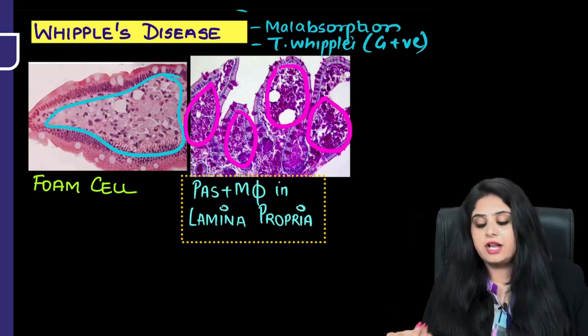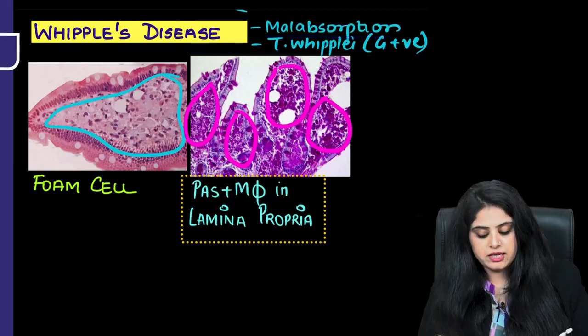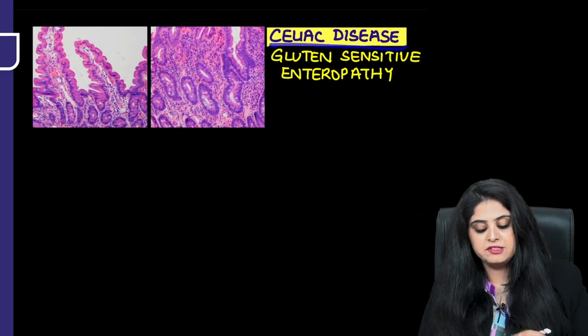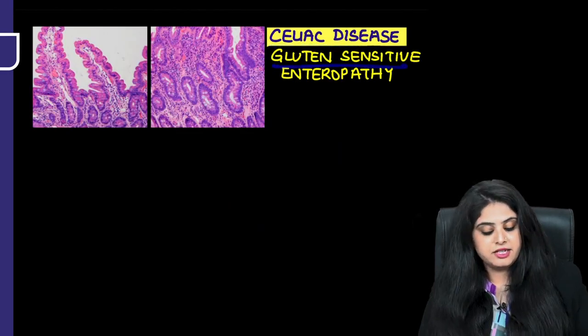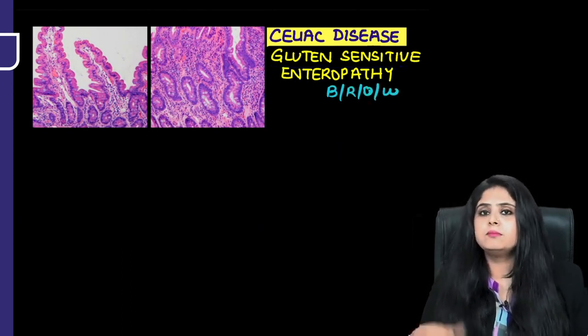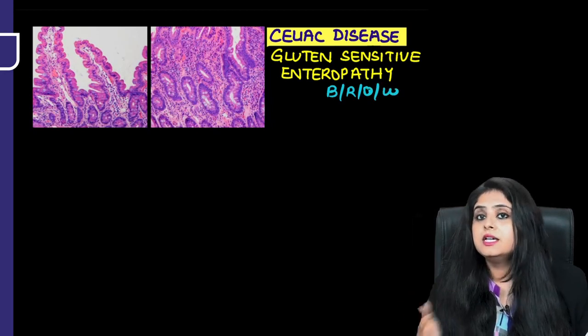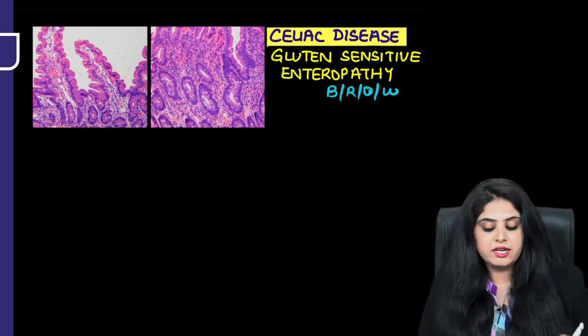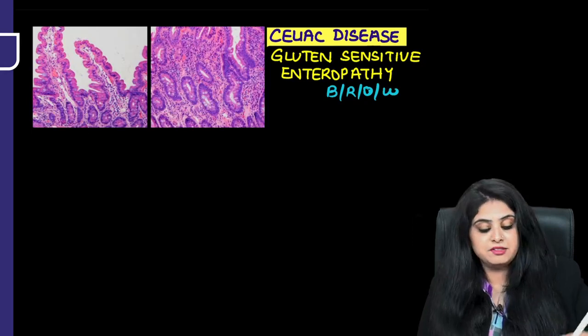This is done. Shall we move on to another malabsorption? Another malabsorption that we have is the famous celiac disease, the one that is related to gluten. I hope you all remember. I'm not writing it, but I know you all are aware. What are the cereals that have gluten? Barley, rye, oat, and wheat. These are the ones that are going to have gluten, right? So when gluten problem happens, look at this.